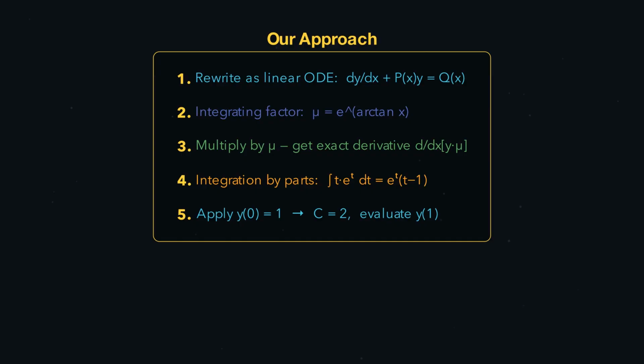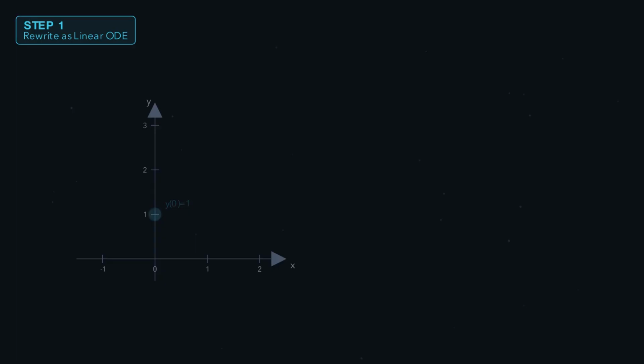Then we'll compute the integrating factor, which turns out to be e raised to arctangent x. We multiply through, spot a perfect derivative on the left, and integrate both sides. The right side integral needs integration by parts. Finally, we apply the initial condition to find the constant, and evaluate at x equals 1.